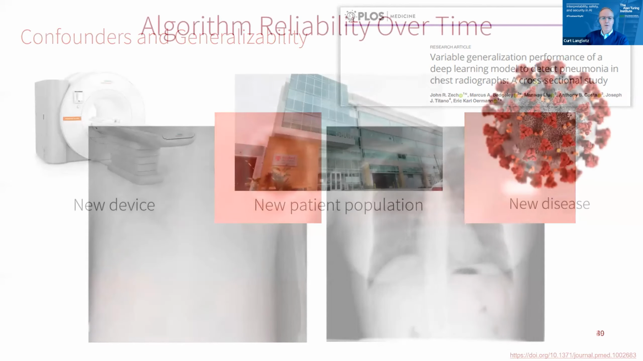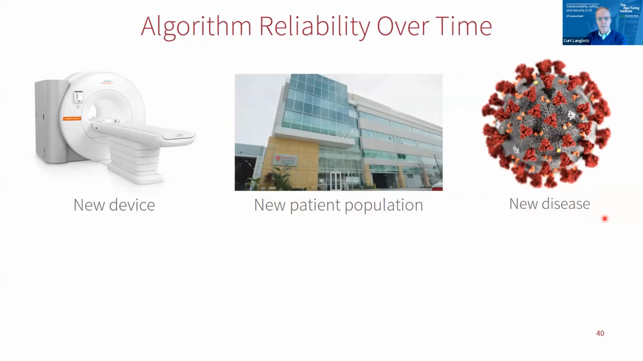The other major problem that we have in these machine learning methods has to do with reliability over time. And I think Zach mentioned this in his talk as well. So you may have a new imaging device which has a different noise profile. We may have a new patient population. So a new clinic comes online, so now we're seeing patients with a different demographic mix, for example, or disease mix. New diseases like COVID can come along and can change the way an algorithm behaves.